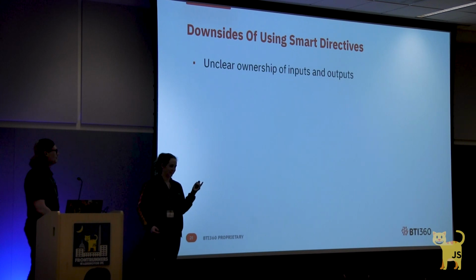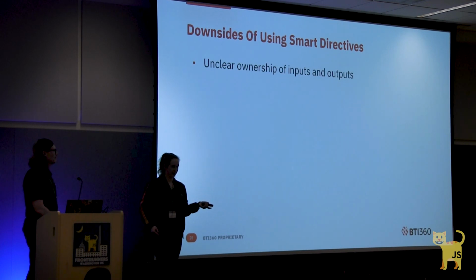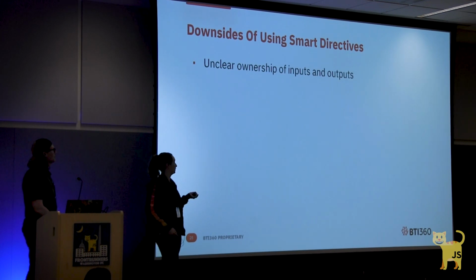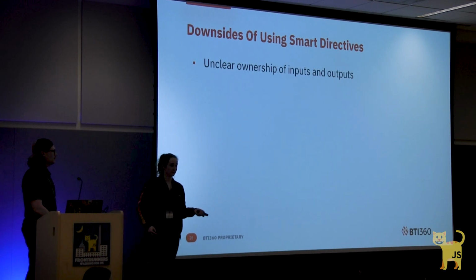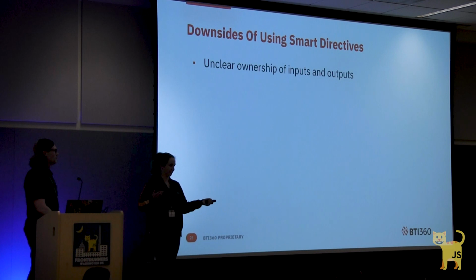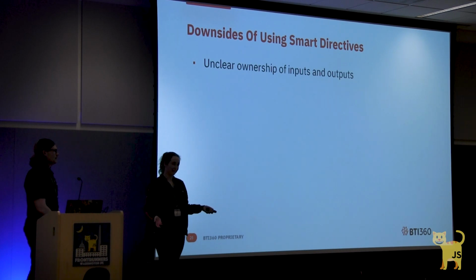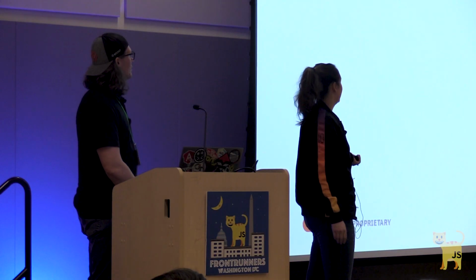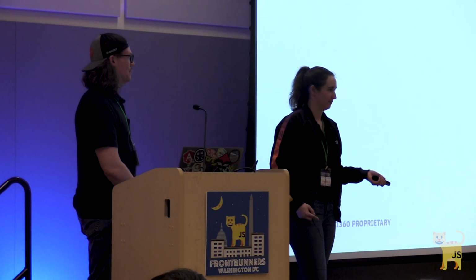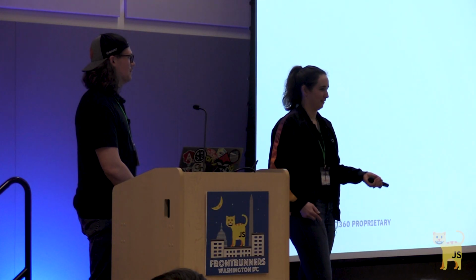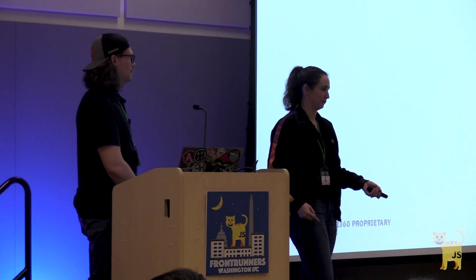One of them, and this is an issue with Angular in general, is that there's unclear ownership of inputs and outputs when you're using directives. As you kind of saw in the HTML, everything just looked like an output. It could be coming from a directive. It could be coming from a component. Who knows? We could use a naming convention. We've been toying with that to try to say this is an output from a directive versus this is an output from a component. We haven't really landed on anything yet.